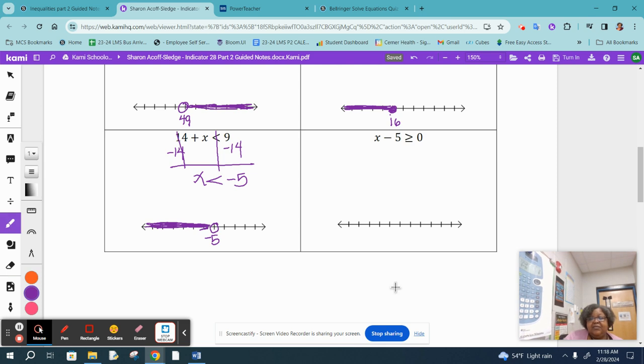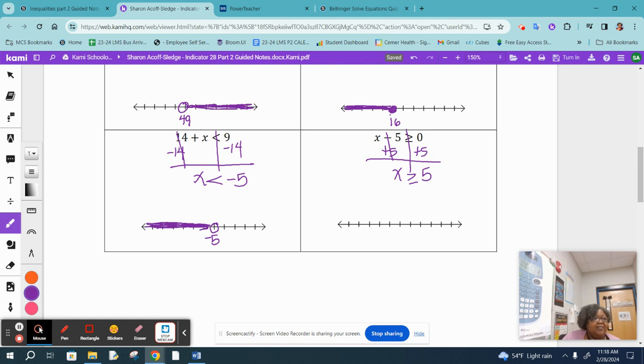All right, now let's do this one. I'm going to go ahead and draw the line. Okay, that's a -5. What's the inverse of -5? So I'm going to do it here and I'm good, or what? I need to do it on the other side, right? 0 plus 5 is 5.